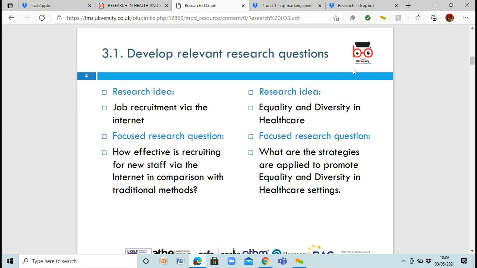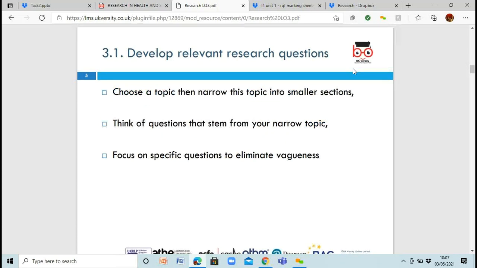Then we've got another research idea, so equality and diversity in healthcare. And then a focus question for this could be, what are the strategies that are applied to promote equality and diversity in healthcare settings? So obviously look at policies and procedures and so on, legislations within that. So choose your topic, narrow it down into smaller sections, think of some questions that stem from your topic, and then focus the question so you're not being vague.